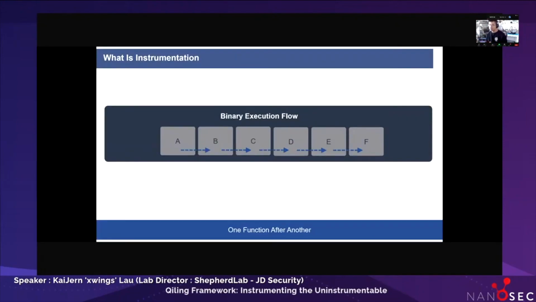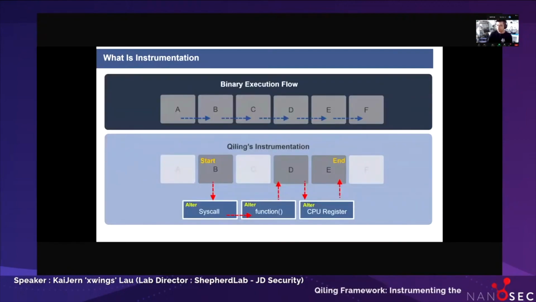When it comes to instrumentation, the API that helps you instrument your reverse engineering activity, say you have a binary, and the binary executes from A to B, then C, D, E, F. So 1, 2, 3, 4, 5, 6 steps, and that's the end of the binary. Instrumentation simply means you want to start at B, and then you update or mess around with the syscall, mess around with the function calls, then you want to skip C, continue D, change the CPU register, and then end in E. That's the entire idea of our version of instrumentation.